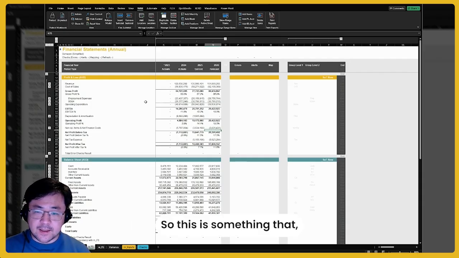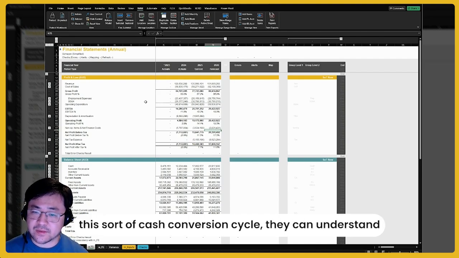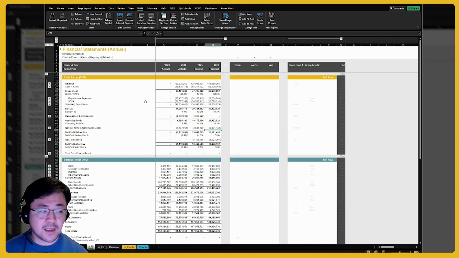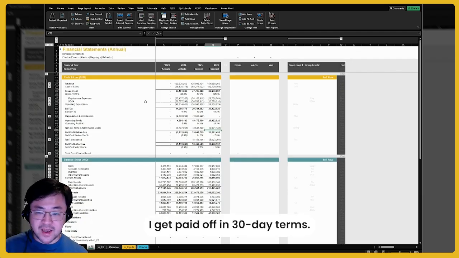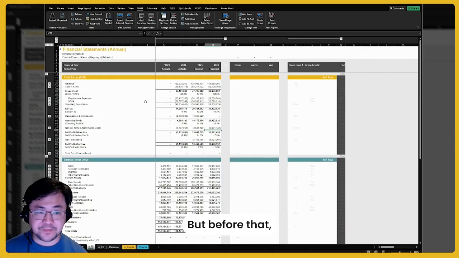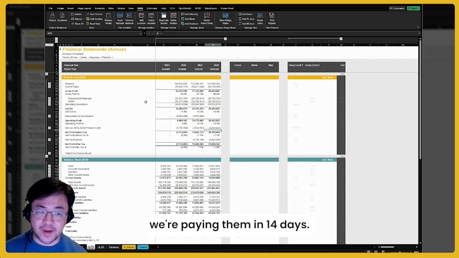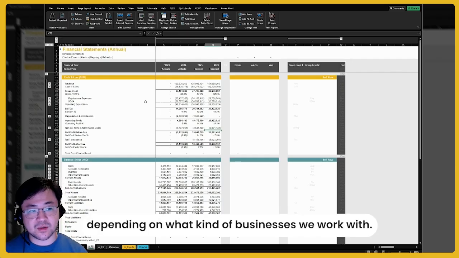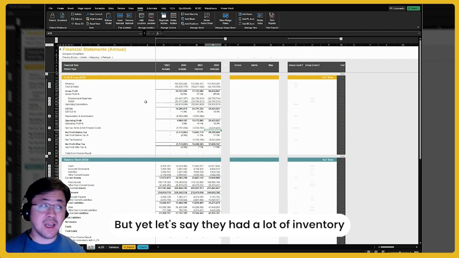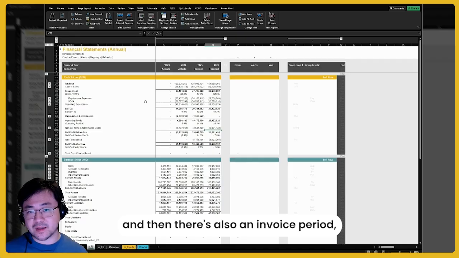So it's something that we felt, if businesses could understand their cash conversion cycle, how they invoice, how the business model works. Okay, I invoice today, I get paid on 30-day terms. But before that, we would have ordered from suppliers. Maybe suppliers provide us some terms, but in reality, we're paying them in 14 days. On top of that, we then hold on to inventory as well, depending on the kind of businesses we worked with. Let's say they held on to inventory, and then after holding on to inventory, they make a sale, and then there's also an invoicing period for collection.